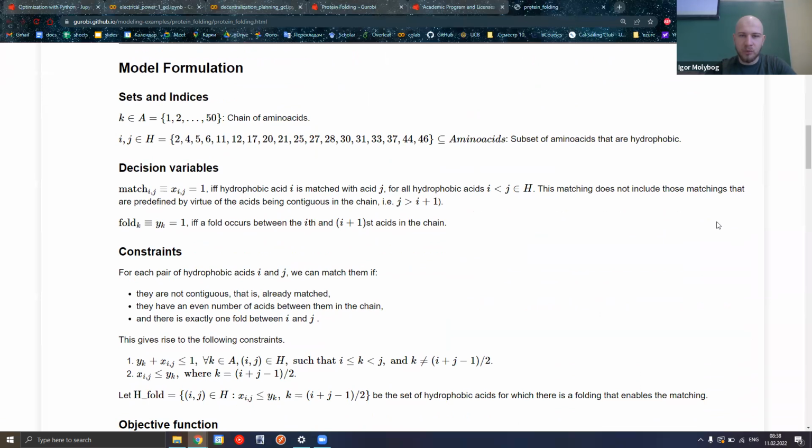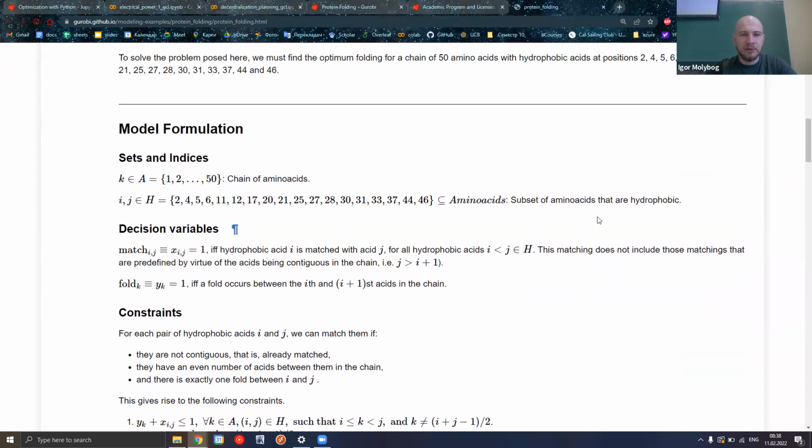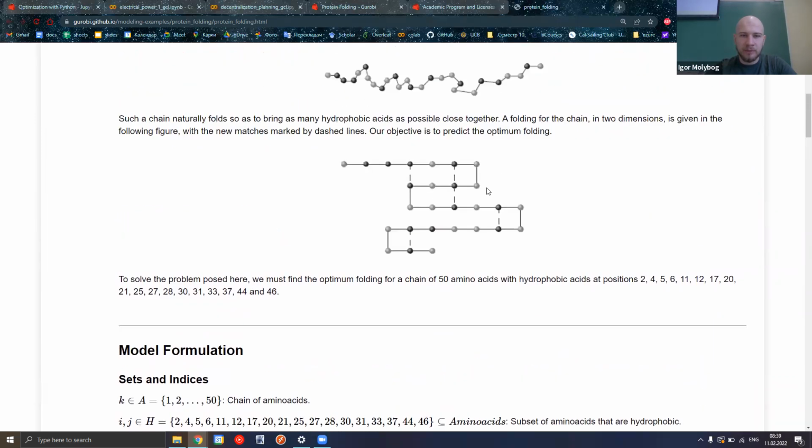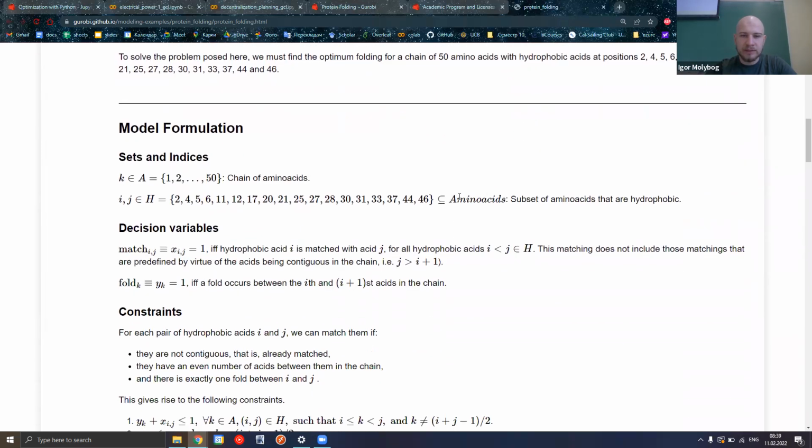Okay, so I hope that there's enough motivation for us to solve this problem now. Let's take a look at how exactly it's given to us computationally in the code. So we have amino acids, which are the hydrophobic acids. We have their location.